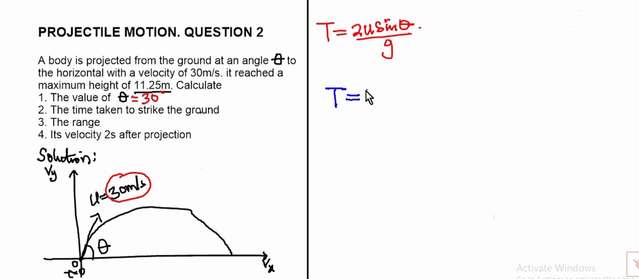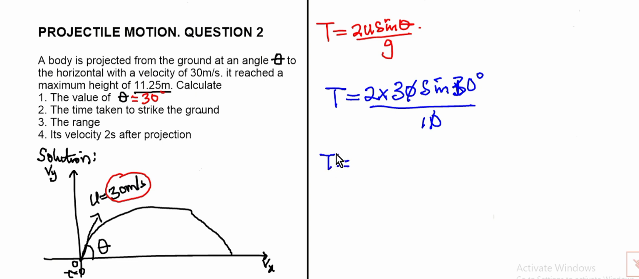Therefore, the time of flight is going to be 2 times 30 sine, the angle is given as 30 degrees, all over 10. So this cancels this. So t, the time of flight, is going to be 6 sine 30, which is going to be 3, because sine 30 is 0.5. 6 times 0.5 is going to be 3 seconds. All right, so this is called the time of flight, which is the time taken to strike the ground.